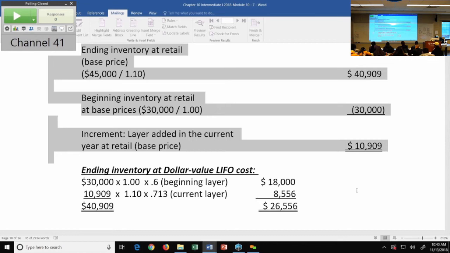Base year prices. So the index is used to get retail at current year prices.